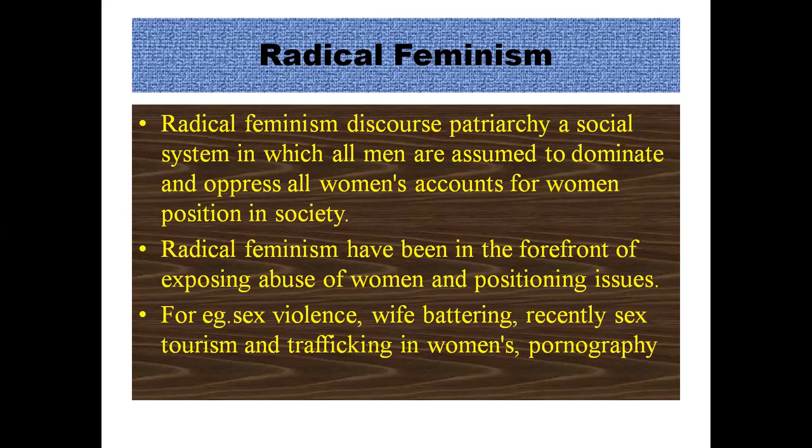Radical feminism describes patriarchy as a social system in which all men are assumed to dominate, and it offers an account of women's position in society. Radical feminists have been at the forefront of exposing the abuse of women, for example sexual violence, wife battery, and more recently sex tourism, trafficking in women, and pornography.